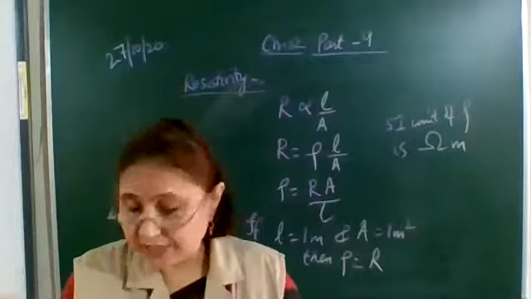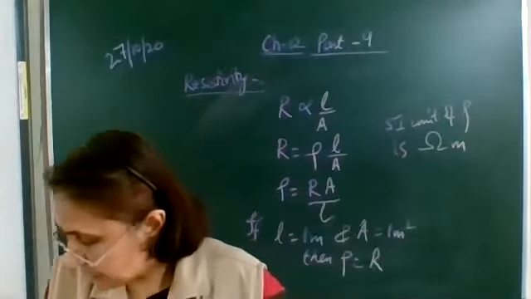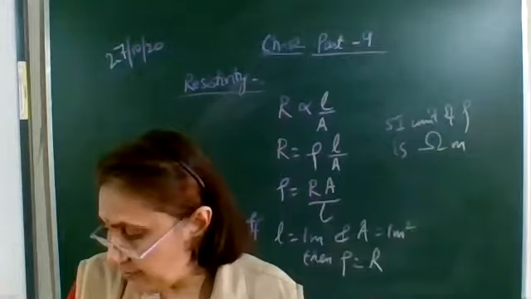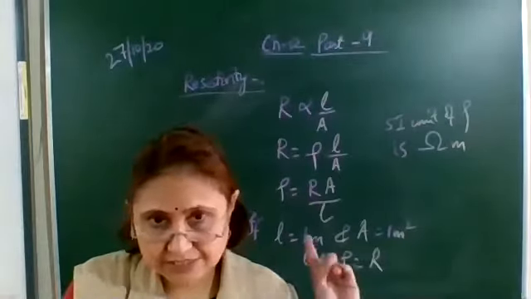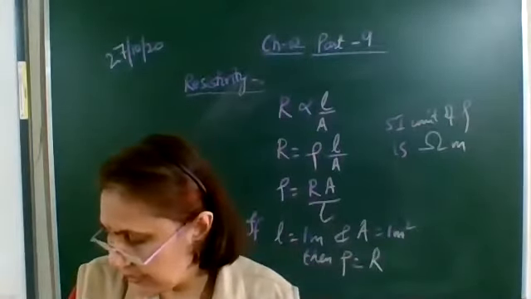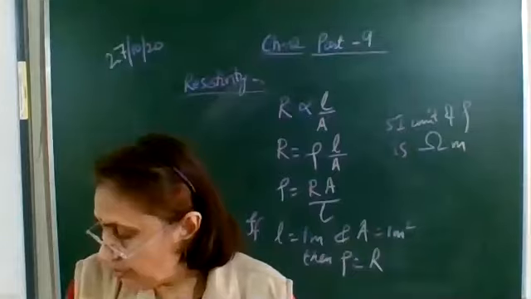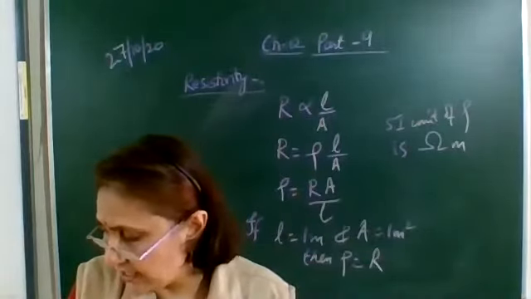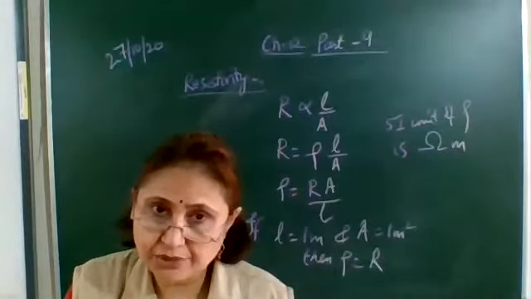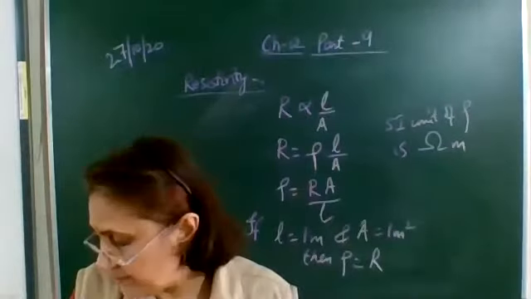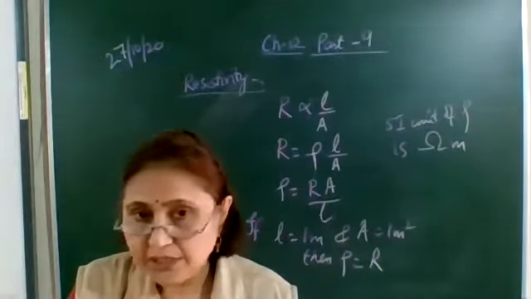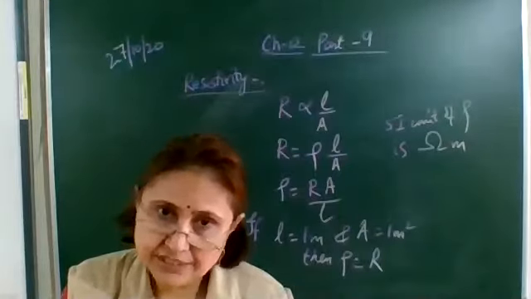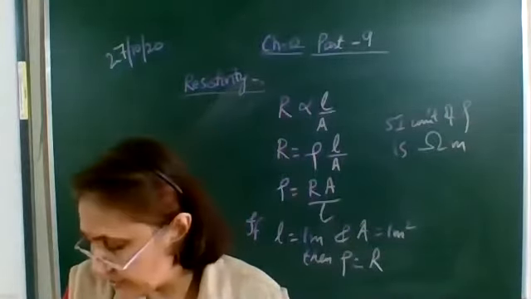Now let's read what is given in the book, page number 207. See here, equation number 12.8 is given: resistance is directly proportional to the length. Equation 12.9 is resistance inversely proportional to the cross-sectional area. Combining these two equations, what do you get? Resistance is directly proportional to L upon A. Equating it, the constant is rho, and this rho is called the resistivity.